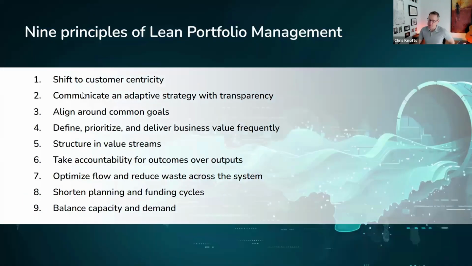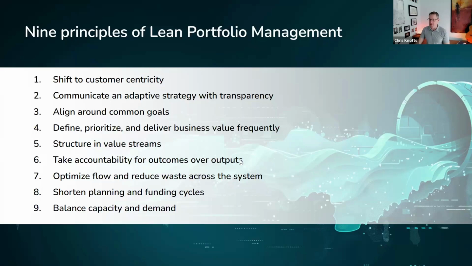So we got 9 principles behind LPM. These are kind of abstract and broad, but I'll explain how the rubber meets the road on actually using these principles to implement a portfolio management framework. Shift to customer centricity, transparency, adaptive strategy, alignment, delivering business value frequently. So again, we see that theme of the shorter, faster cycle time, structure and value streams. Okay, like that's the point of this whole talk.